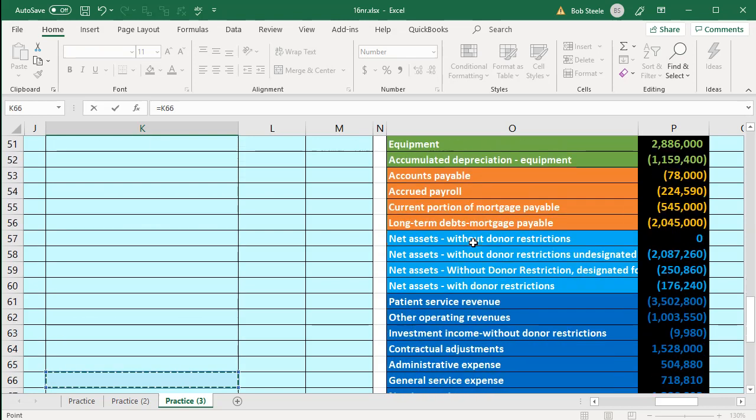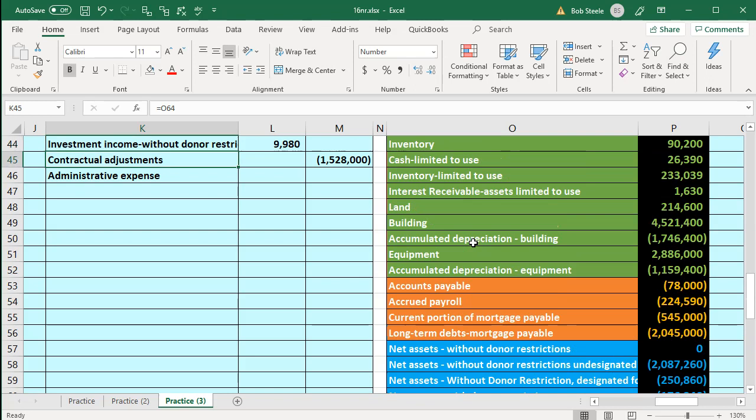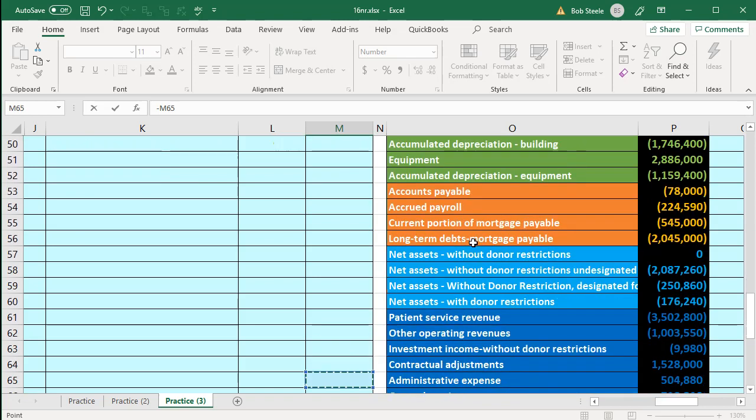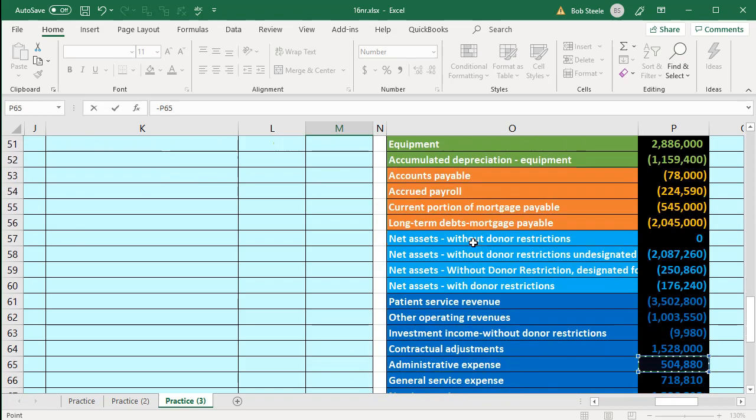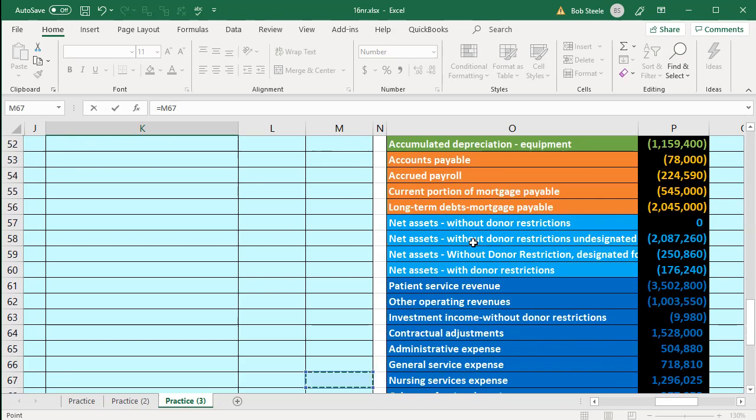So the next account after the contractual adjustments is the administrative expense, and enter. We're going to be on the credit side in M46, negative of. Scrolling back down, we want to pick up the administrative expense, the 504,880. Next, under the administrative expense, we will say equals, and we'll scroll back down to see what we have next. We want the general service expense, and enter.